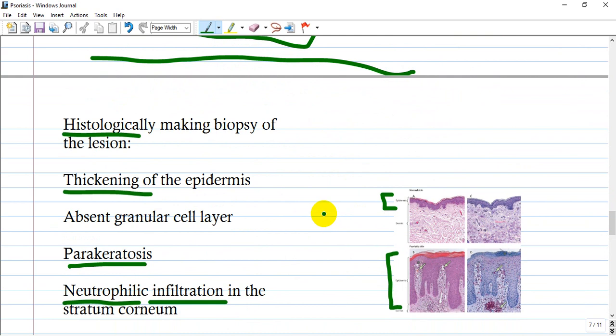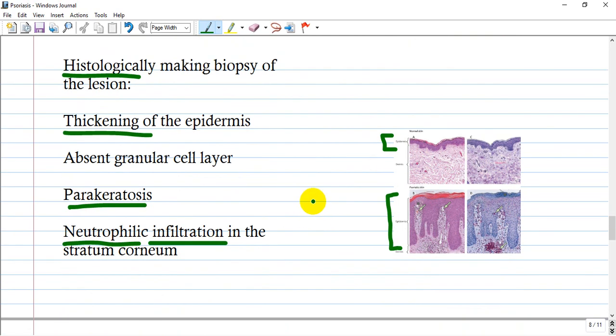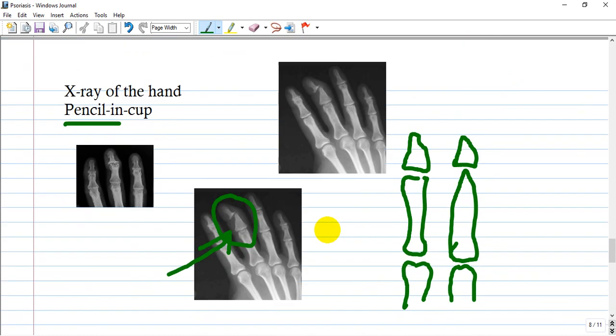Histologically, making a biopsy of the lesion, we see parakeratosis or hyperproliferation of the keratin that is lodged in the outer part of the skin. Thickening of the epidermis, this one is epidermis, and you see a thin dermis, and neutrophilic infiltration in the stratum corneum. Also here can be infiltration with T cells and dendritic cells, as it is an inflammation and autoimmune disease, of course.